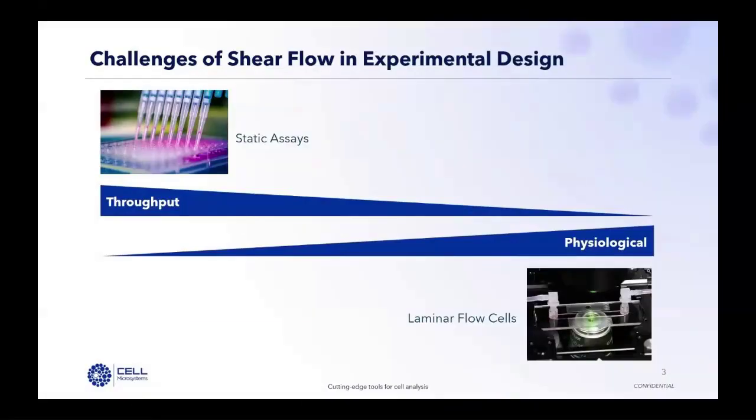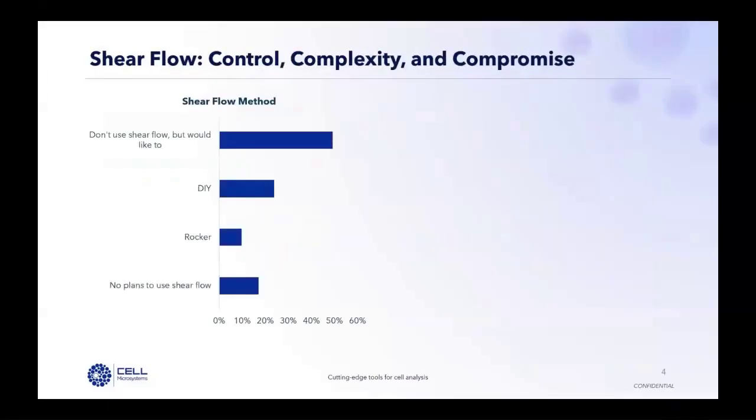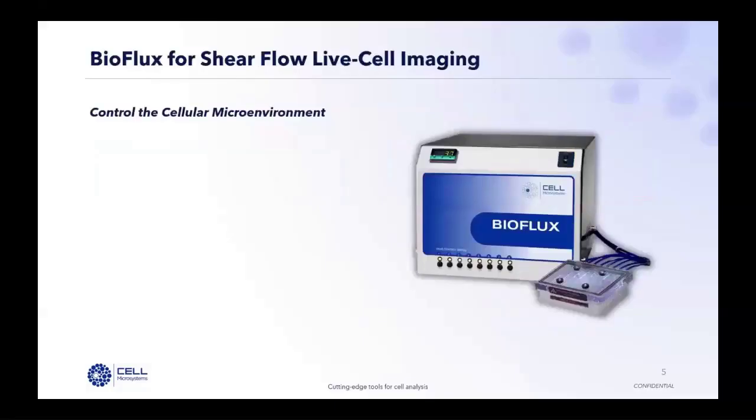This reality was reflected in a survey that we conducted asking scientists whether they use shear flow, how they're using it, and where challenges arise. When asked whether they use shear flow, most respondents reported that they either rely on a DIY system or that they would like to incorporate shear flow into their experiments. And common limitations with current setups include poor shear flow control and the inability to conduct reliable and reproducible experiments at scale. Without a dependable method that can generate enough replicates, it is hard to draw solid conclusions about biological processes under flow. That's where the bioflux platform comes in.